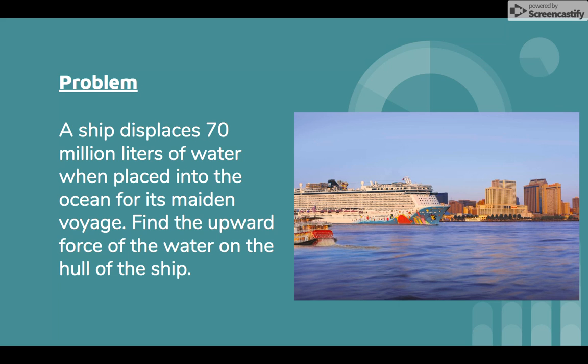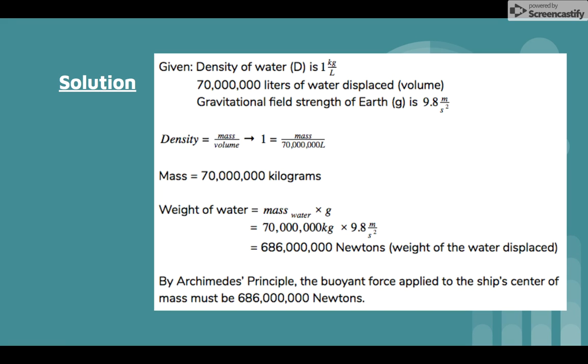So to talk about a real-world problem associated with Archimedes' principle. A ship displaces 70 million liters of water when placed into the ocean for its maiden voyage. Find the upward force of the water on the hull of the ship. The solution to the problem is as follows.